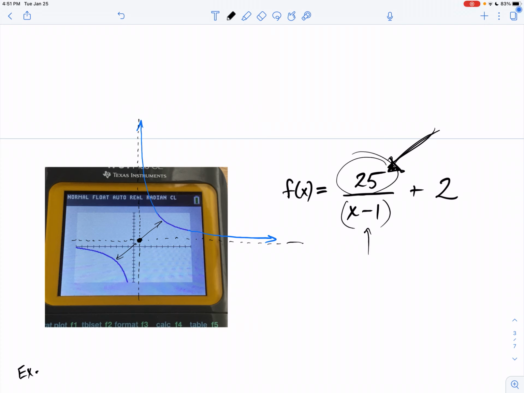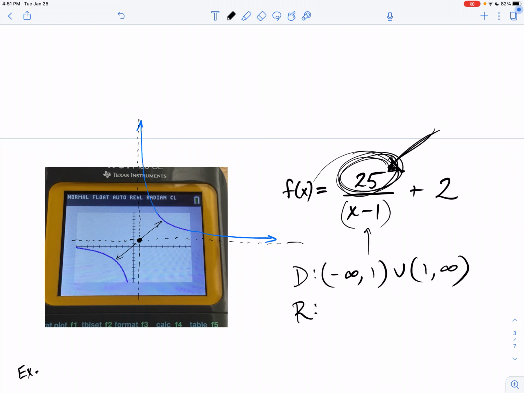So what does that mean? Even though this number is big, it doesn't mean anything when it comes to the domain and range here. I would still have a domain and range that represents where my two asymptotes are. One of my asymptotes is at 1. That's going to affect the domain. One of my asymptotes is at 2. That's going to affect the range.